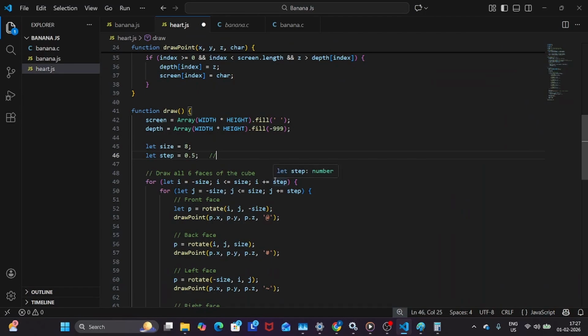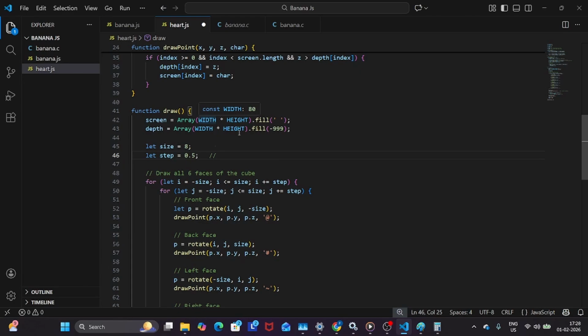And step is the distance between points. Smaller means more points and a smoother cube, and larger step means fewer points and the cube looks blocky. So from these two things we create a lot of points for a dense cube. We can also decrease the step so the points are smaller and the cube looks more solid, but that creates a kind of distortion in the rotation, and that's why.